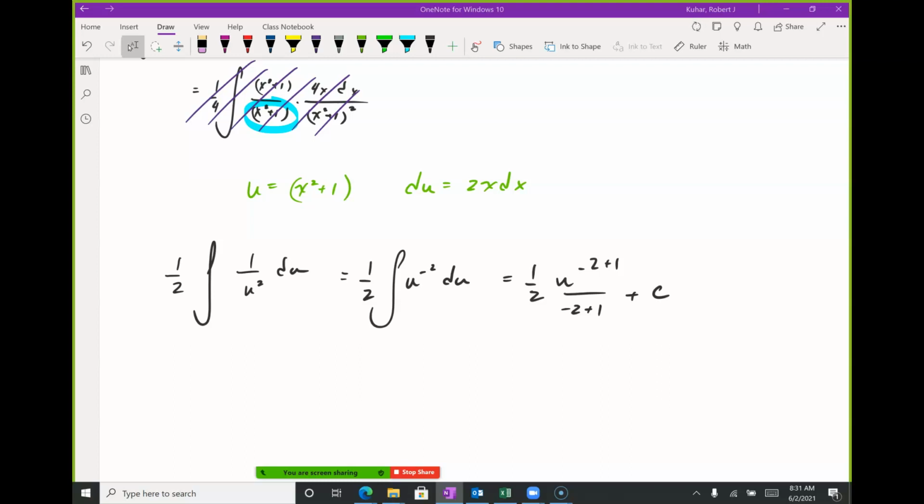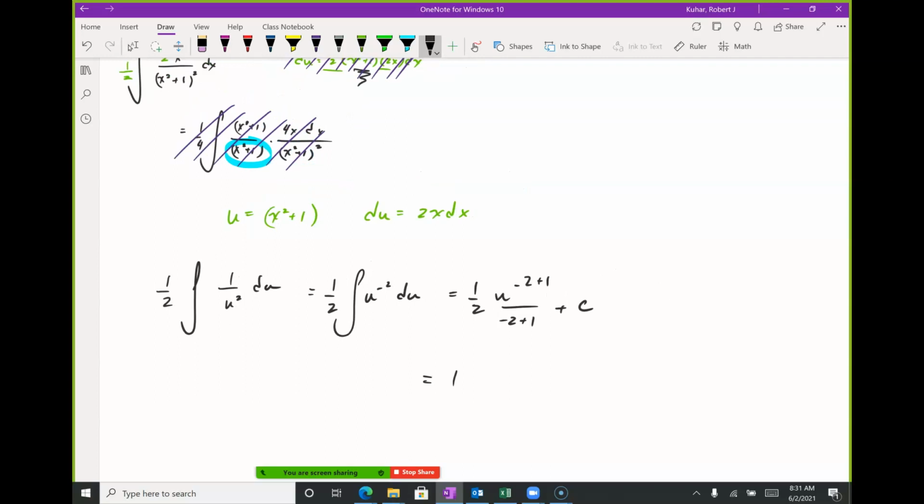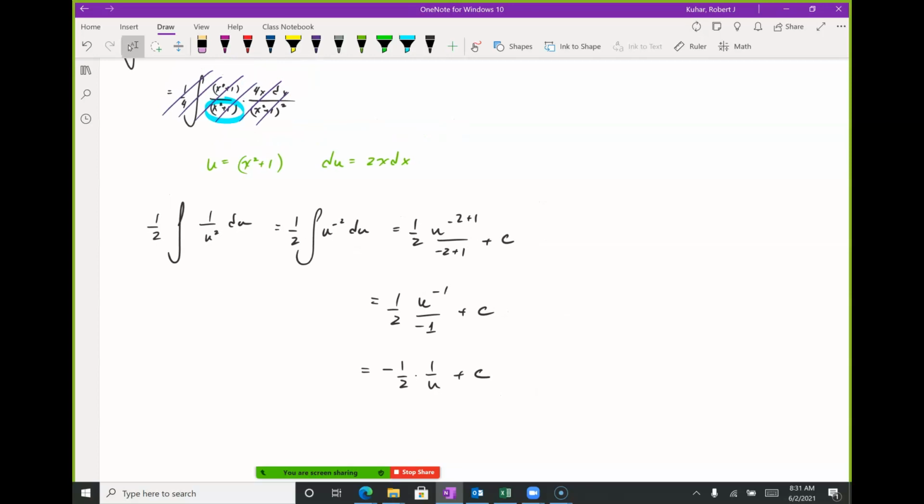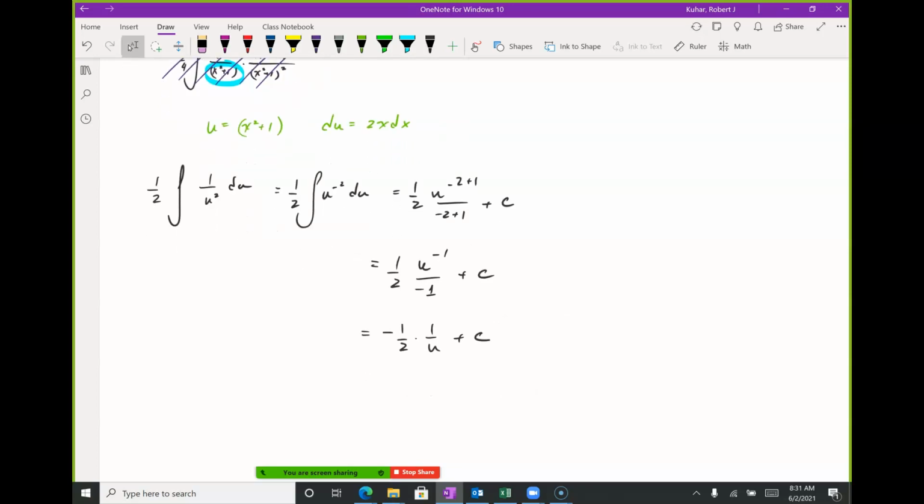All right, so let me finish this. This is 1/2 of u to the minus 1 over a negative 1 plus c. And so I will pull that negative out, right? And then I've got a 1 over u plus c. And then what is u? Again, I get x squared plus 1, right? So c minus 1 over 2 times x squared plus 1. And you got some freedom there, how you put that into WebAssign. I like to keep things factored, but you don't have to.